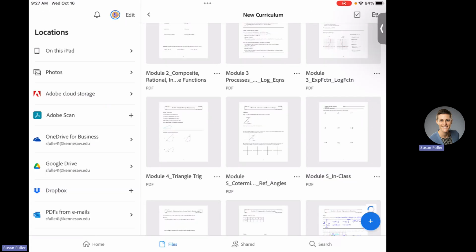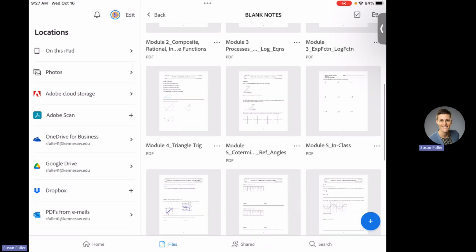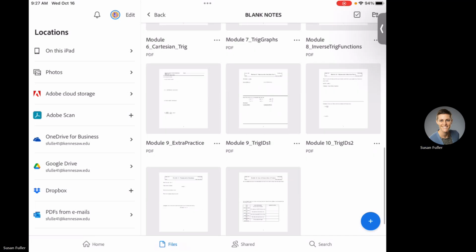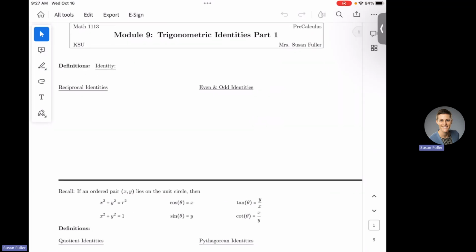And really what makes modules 9 and 10 so difficult is that we're starting to do algebra and trig together. And I think that's the really hard thing about this. So let's get into Module 9.